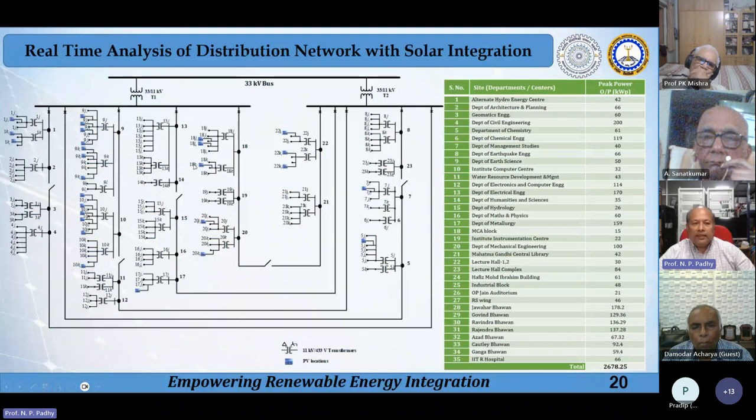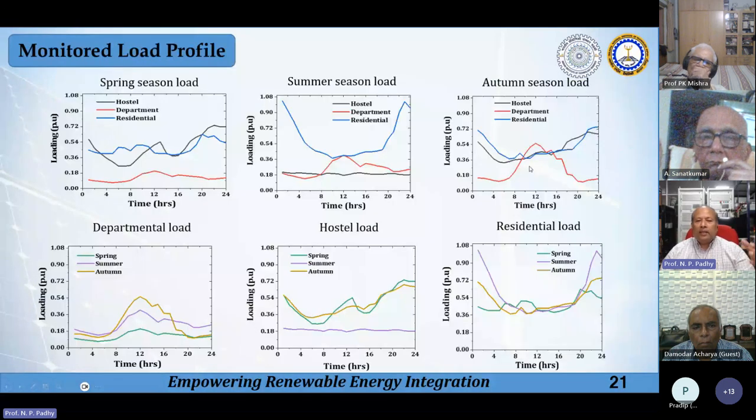And this is a detailed line diagram of the campus. As you can see, close to 2.678 megawatt of PV at 35 different locations. And during the process of analysis, we have tried to capture different load profiles of hostels, departments, and residential areas, and how they behave during different seasons like spring, summer, and autumn. That has helped us to derive an optimization equation and solve it to an extent so that my battery storage can be used optimally.